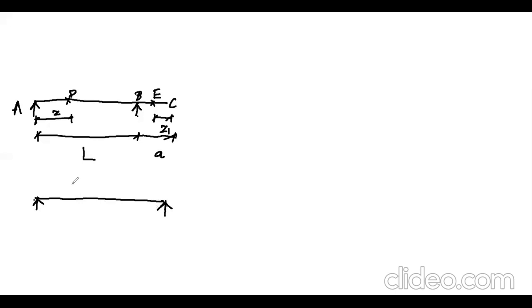This is the simply supported end. Here is the point D, here we will have the point C, and this is E. For the first case, I am going to place the unit load at the point D. This distance from the left end is X. You all know this portion as the reaction RA and this portion as the reaction RB.